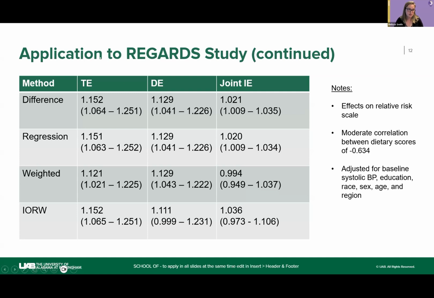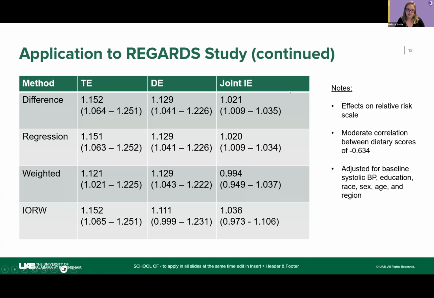And there's a few things we notice here. The first is that the total effect is very similar for the difference method, regression method, and inverse odds ratio weighting method, but it was estimated to be a little bit lower for the weighting method. When you look at the direct effect, the difference, regression, and weighted all had really similar estimates and pretty similar confidence intervals too. But the inverse odds ratio method had a little bit of a different estimated direct effect with a wider confidence interval.